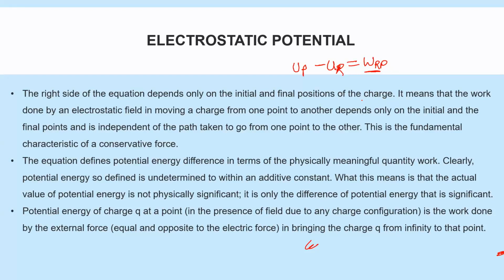So work is only going to be dependent on the initial and the final position of the charge, and so what we can imply from that is that work done by an electrostatic field is also going to depend only on the initial and the final positions of the charge, and it is independent of the path taken from one point to the other point. This follows the fundamental characteristic of a conservative force. Now the equation defines potential energy difference in terms of a physically meaningful quantity, work.